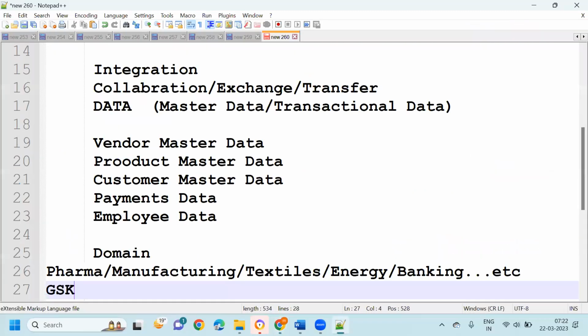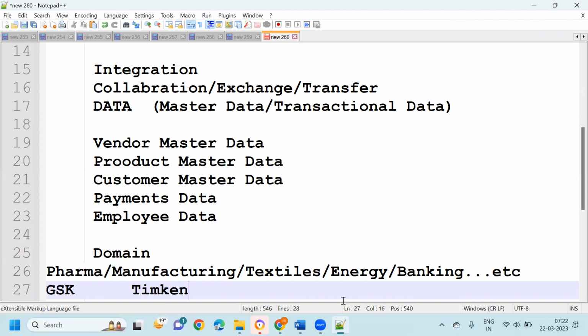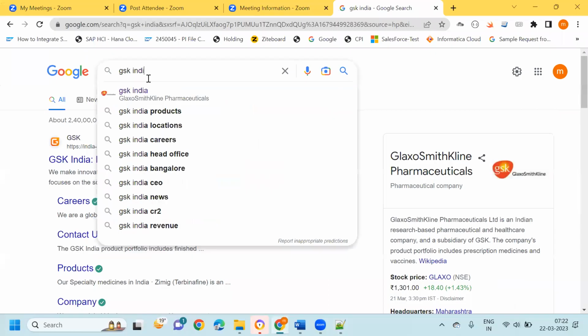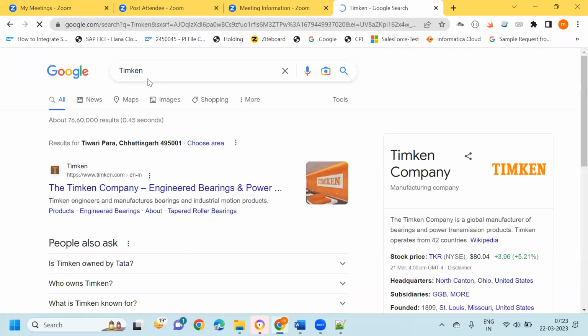Let's take the next one here. If you go to manufacturing, I'm going to take Timken as one organization. We can see the Timken company, the global manufacturer of bearings and power transmission products. It is related to the manufacturing domain.